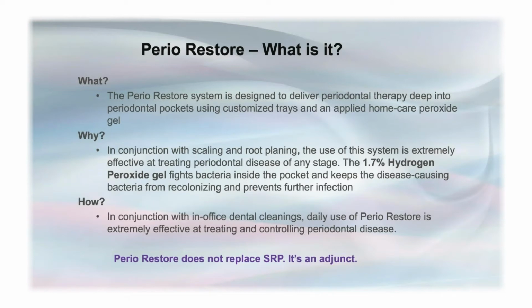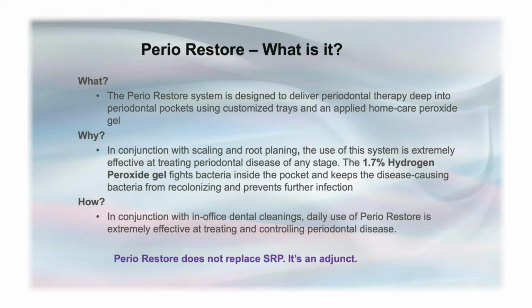The Perio Restore system is designed to deliver periodontal therapy deep into the pockets. And you've got to have a custom tray for the patient. Patients always say, why can't I use my bleaching trays? Because they're not made for this delivery. Why can't I just use my night guard? It's not made for the delivery that we want. We want the gel to be pushed down into the pockets. And that's what these trays do.